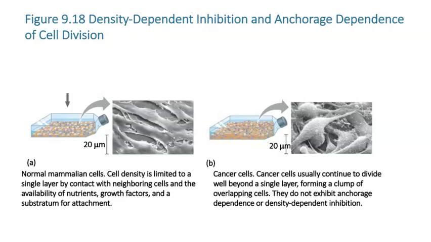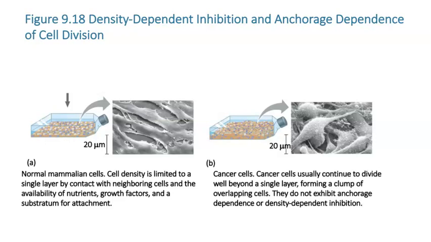Normal mammalian cells have this density-dependent inhibition, right? And they're going to form a single layer, and this picture is a single layer of cells. And it might grow, it might fill in those gaps depending on how many nutrients are around, or if you got some growth factors, or if it's got a substrate for attachment. But cancer cells, they're like, they don't care.